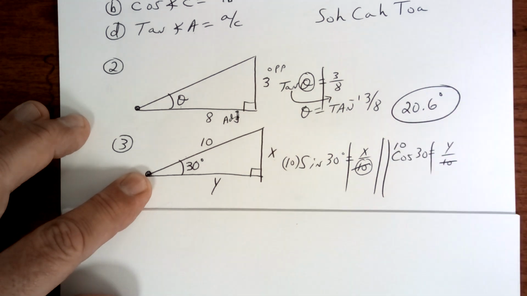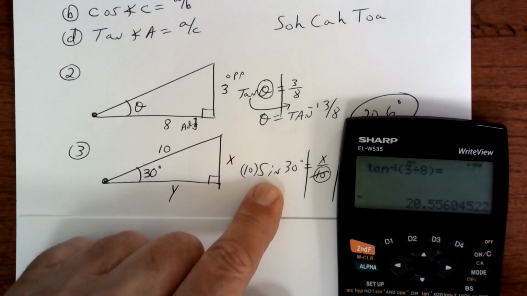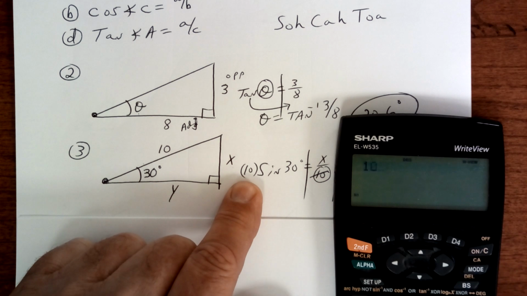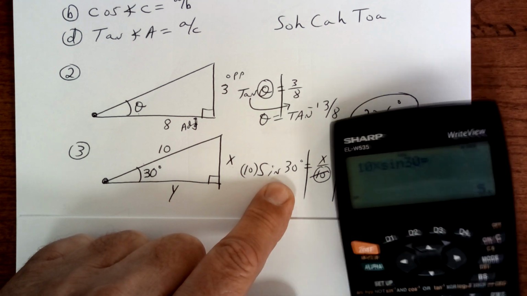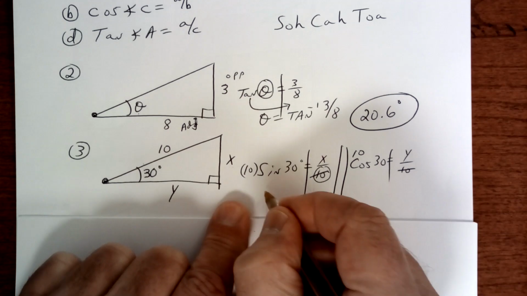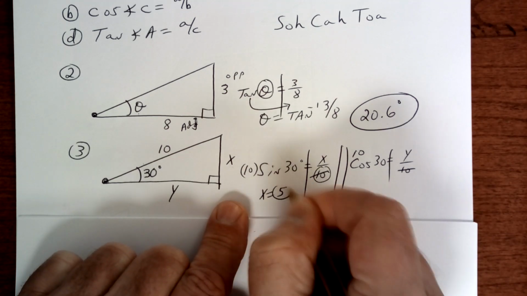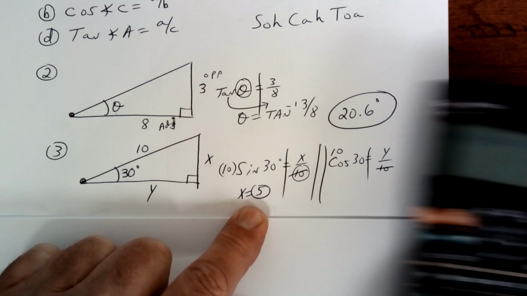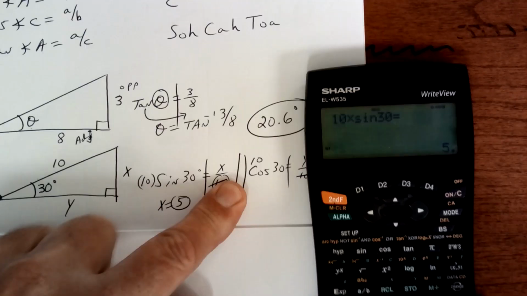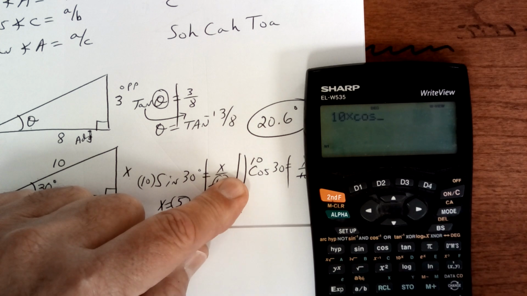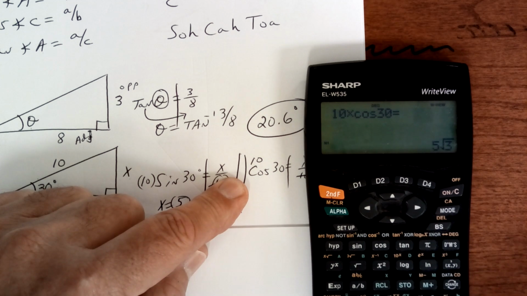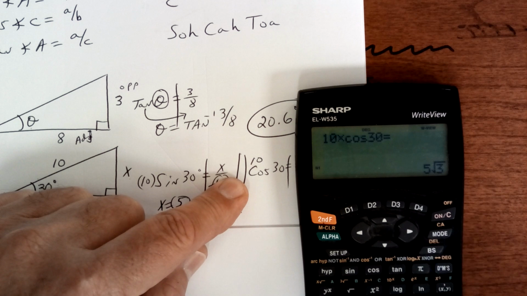So let's work it. Clear your calculator out. I'm going to press 10 times the sine of 30 degrees and press equals. I get 5. If you don't get 5, you need to raise your hand and I'll try to help you. This one right here is going to be 10 times the cosine of 30. When I do that, I get some weird looking number. I get 8.7.